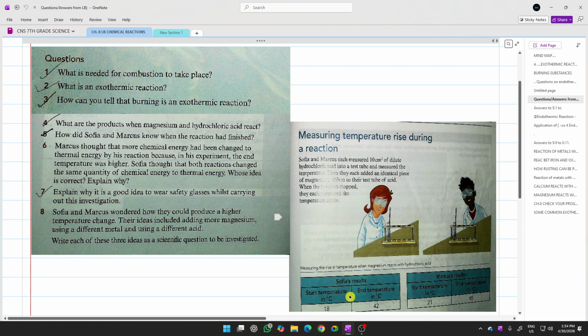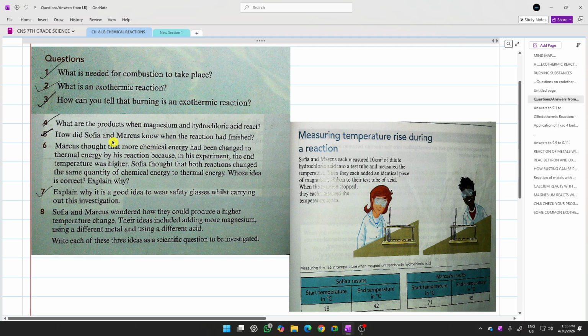In the case of Sophia, the initial temperature was 18 degrees centigrade and the final temperature, meaning when the chemical reaction in the case of Sophia got over, okay, that time what was the temperature? It was 42 degrees centigrade. In the case of Marcus, initial temperature was 21 and the final temperature was 45 degrees centigrade, right? Okay, so this is what the investigation tells you that was performed by Marcus and Sophia. With respect to this particular investigation, you have to answer question number 5, 6, 7, and 8.